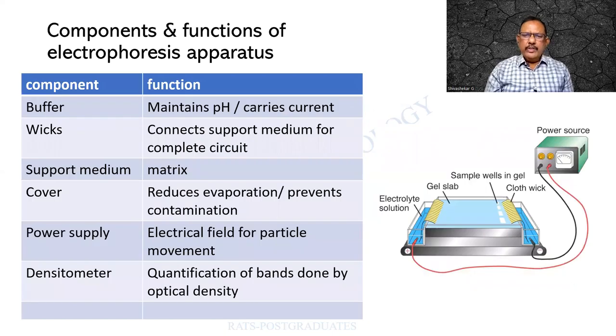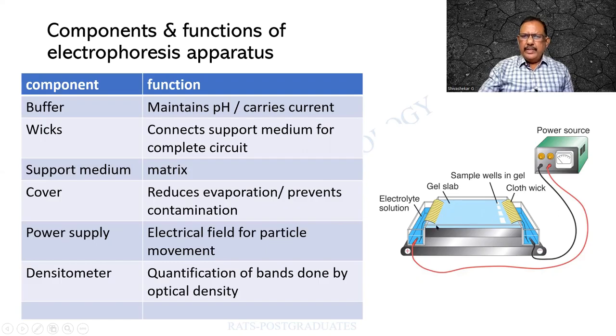Now, what are the components of the electrophoresis and what are the functions? This particular picture can be used as one. There is a buffer. It maintains the pH and it carries the current over here. So there is a buffer on either side. Wicks, they are a connecting supporting medium. So there will be a cloth wick that he has mentioned. So it is a supporting medium.